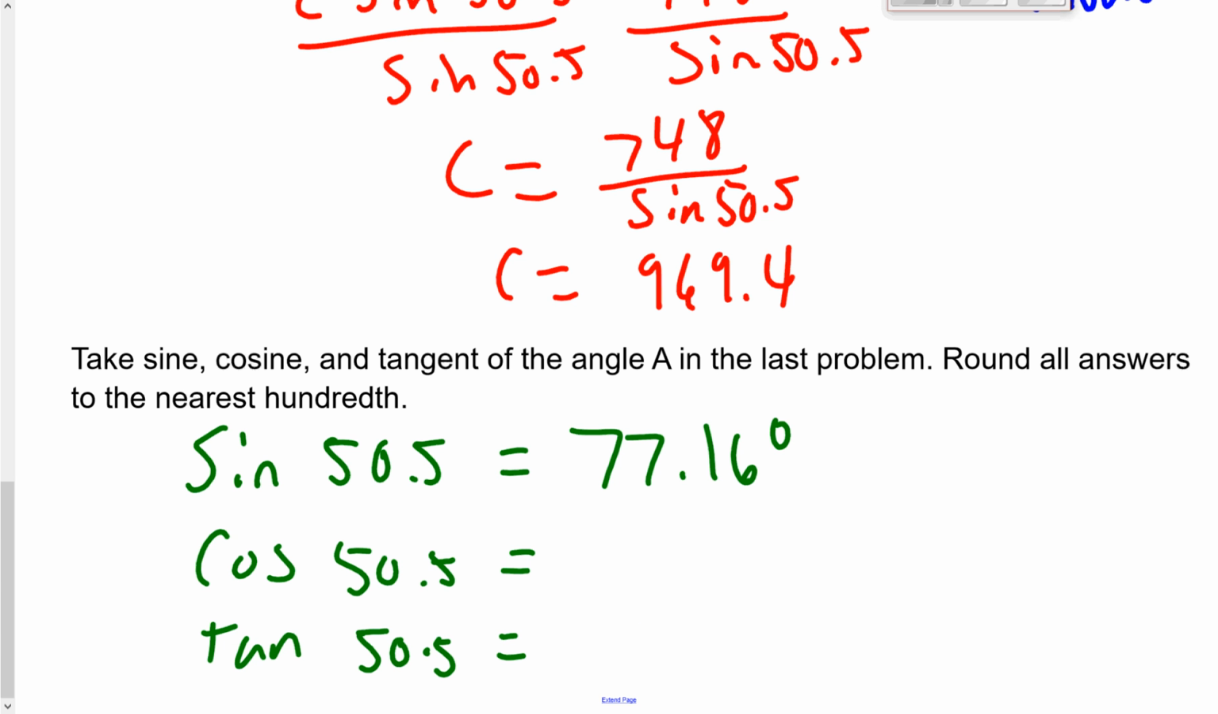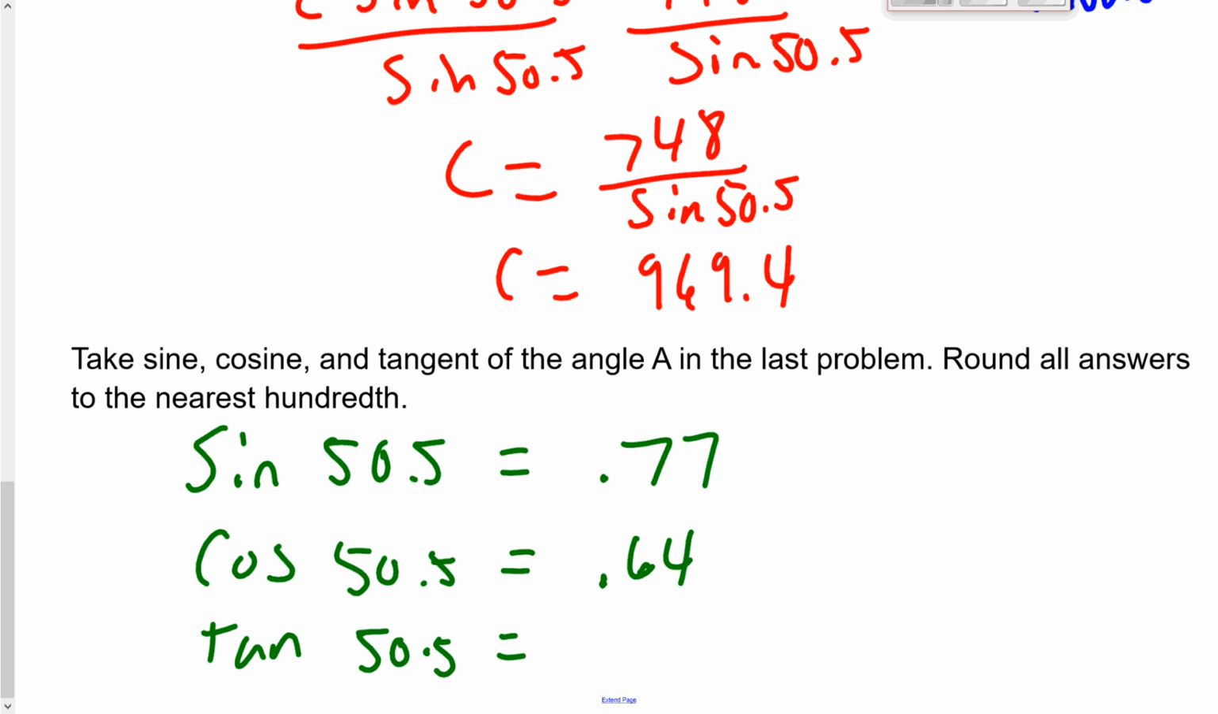Okay, so sine of 50.5 is 77.16 degrees. Or not degrees, sorry. Erase that. It is not even that. It is literally 0.77, right? Because remember, sine and cosine both have to be between 1 and -1. For some reason in my head, I decided to move the decimal over 2 places already. I don't know why. Now let's go ahead and take cosine of 50.5 degrees.